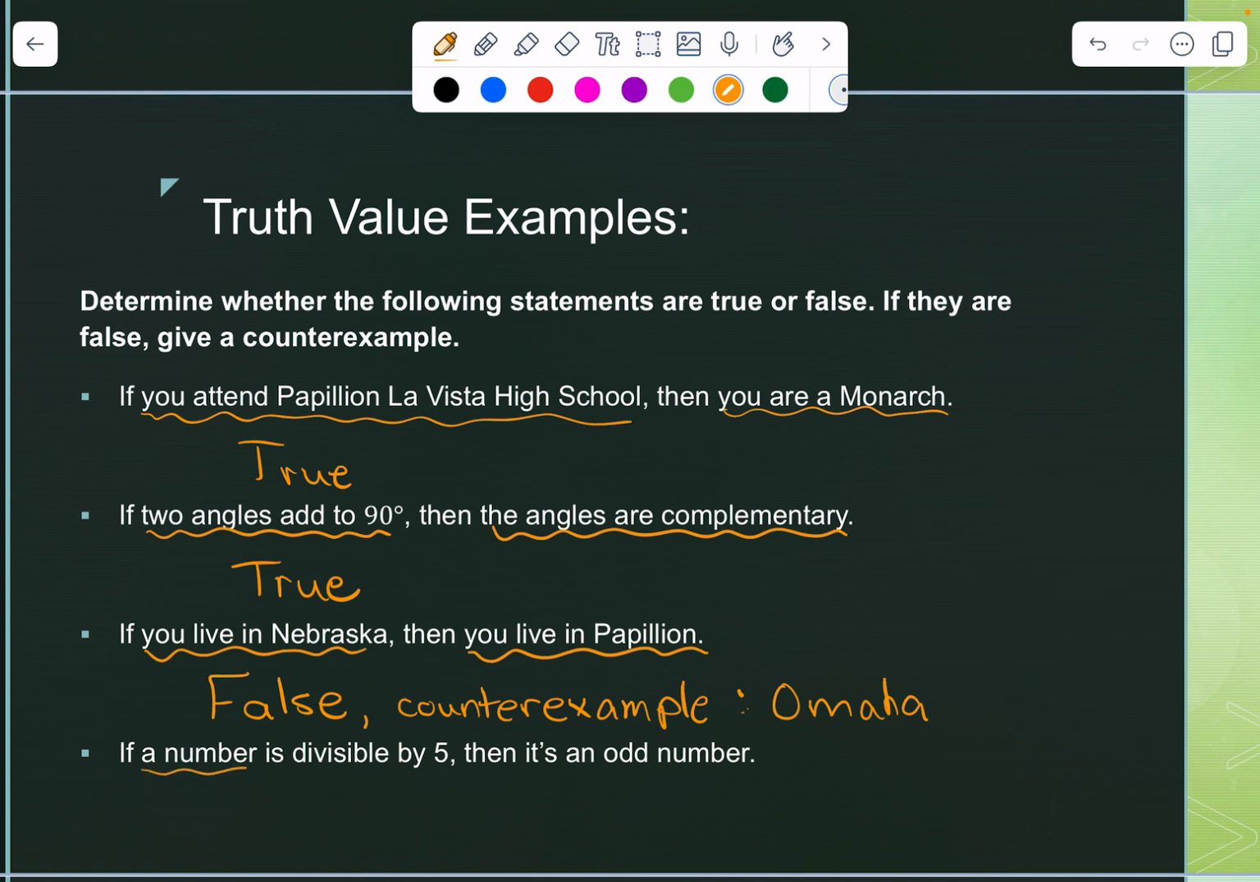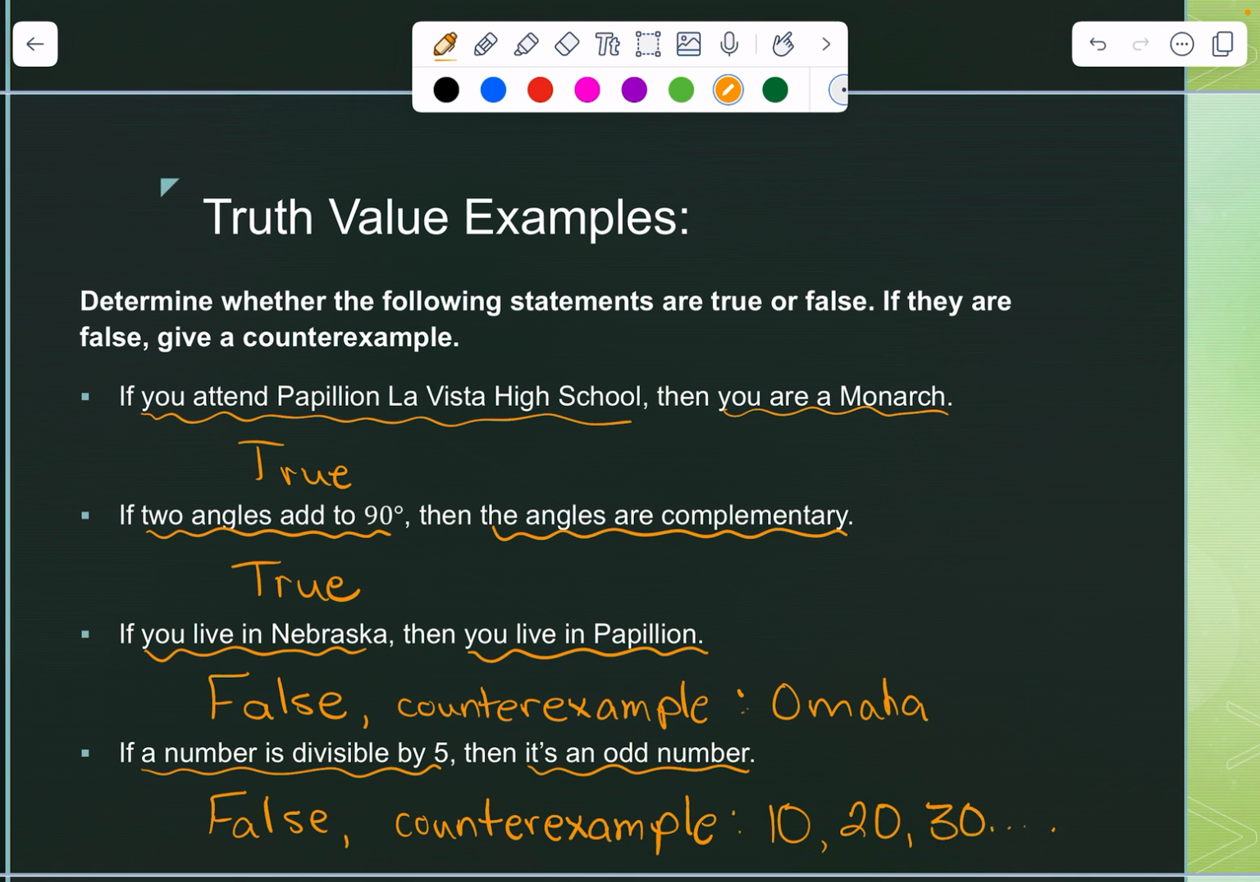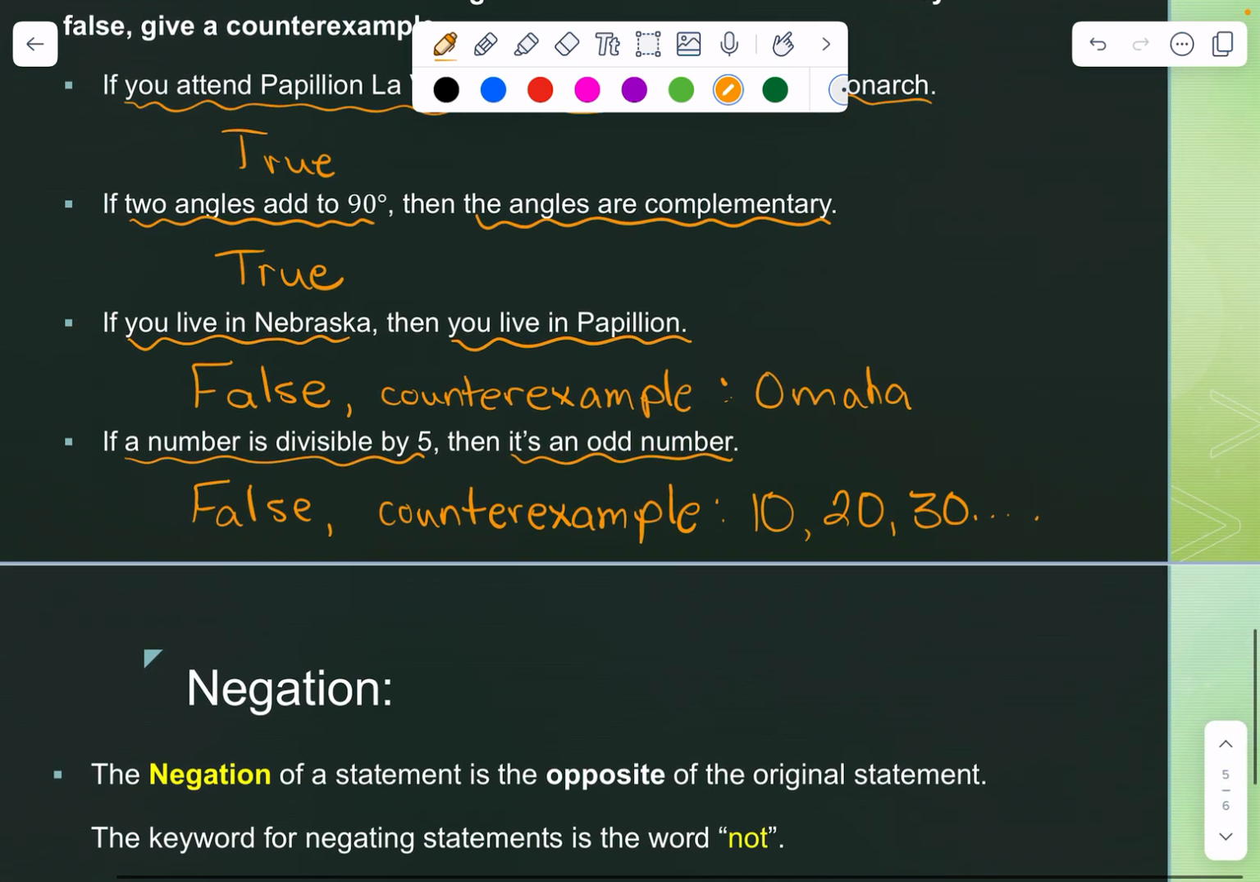Let's try this next one. If a number is divisible by 5, then it's an odd number. Okay, so let's think. Numbers divisible by 5. Well, you have 5, you have 15. Those are both odd, but you also have 10. 10 is divisible by 5, and that is not odd. So it's going to be a false statement. My counterexample could be 10, 20, 30. All of those are divisible by 5, but they're not odd. Okay, so truth value: analyze, is the statement actually true or false?